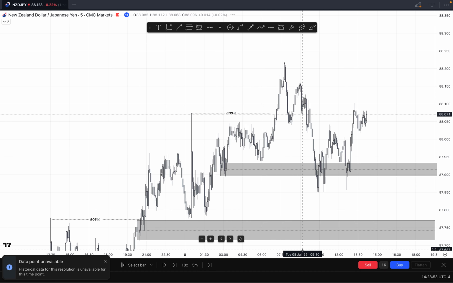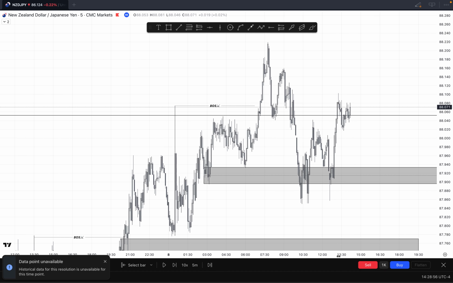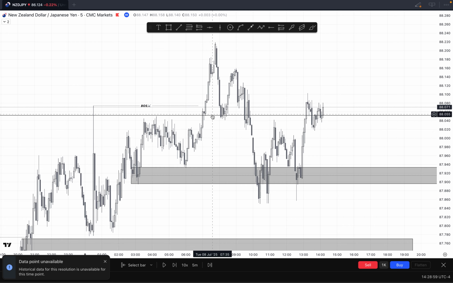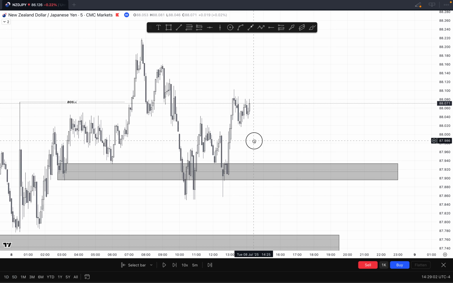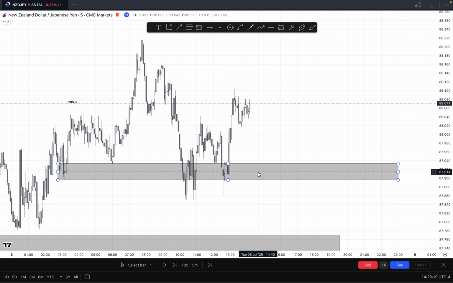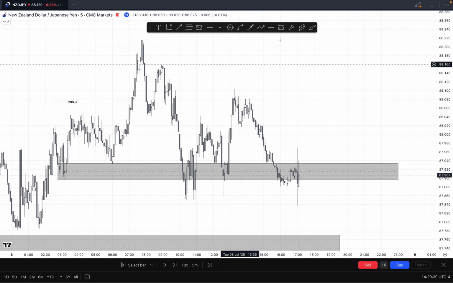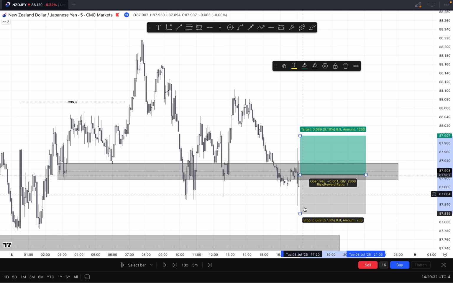Alright, let's see. Let me move this line here for the confusion. We got tapped in. I'm looking for a retracement. Yes, I am looking for a retracement. Give me a deeper one. There we go. Let me see a push to the upside. Alright, there we go. That's my entry to the upside.